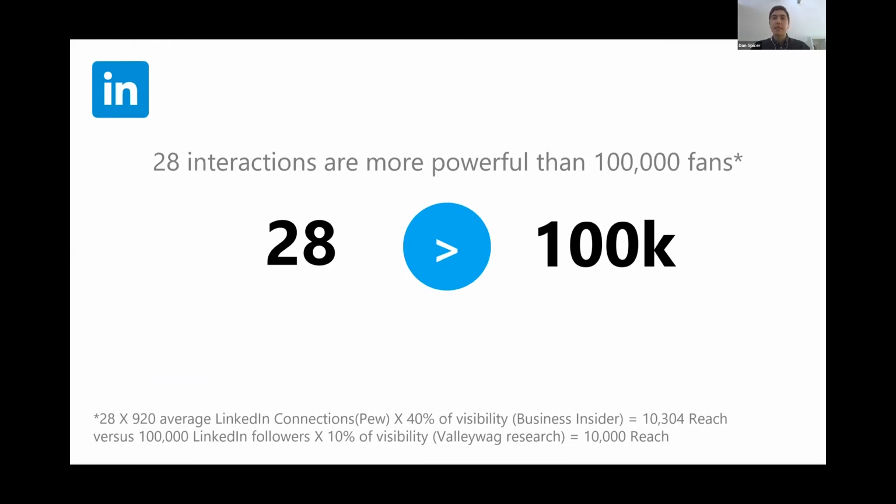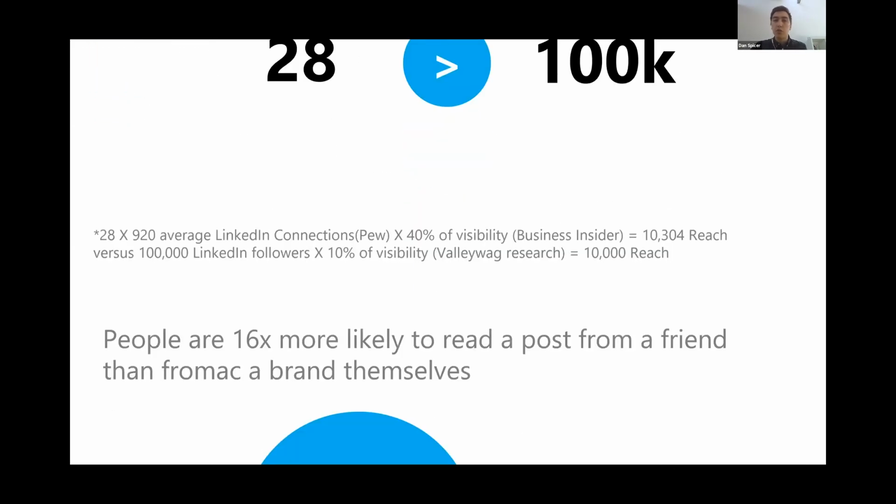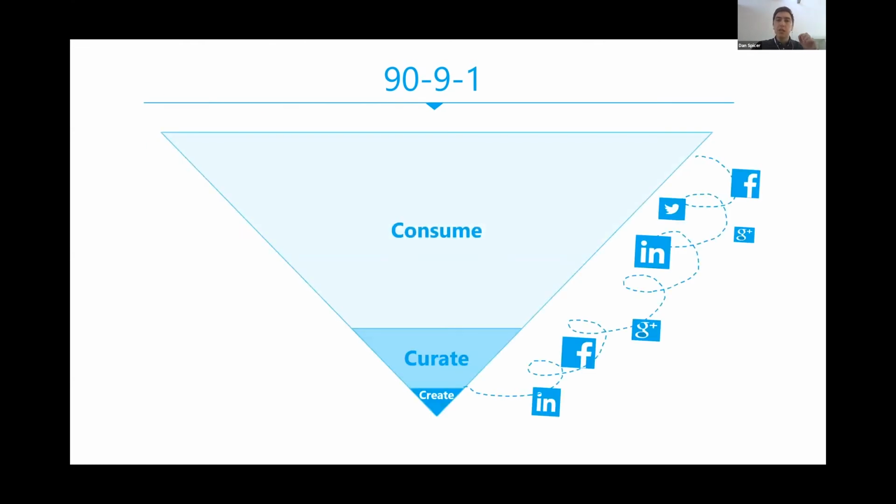And the same thing on LinkedIn. Same algorithm, slightly different numbers, but 28 people liking or commenting or sharing content on LinkedIn reaches more people than having 100,000 LinkedIn followers of your page. So all of those interactions are vitally important and what can drive your visibility within those. And ultimately, what that means is we have to understand who can interact, who is more likely to interact with your content, and therefore who is more likely to help you scale the amount of people that see your content.